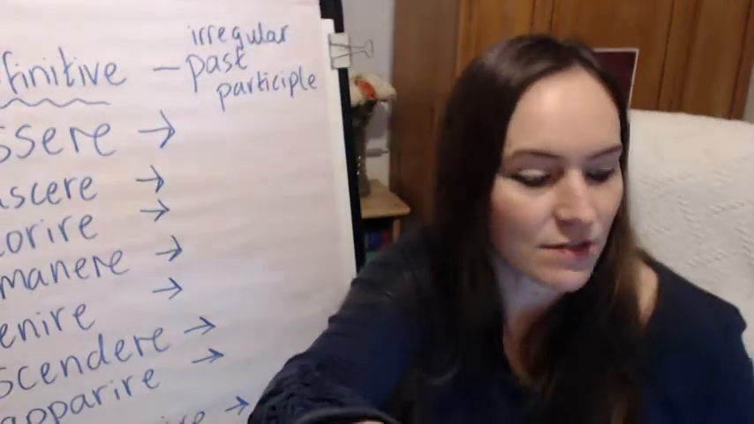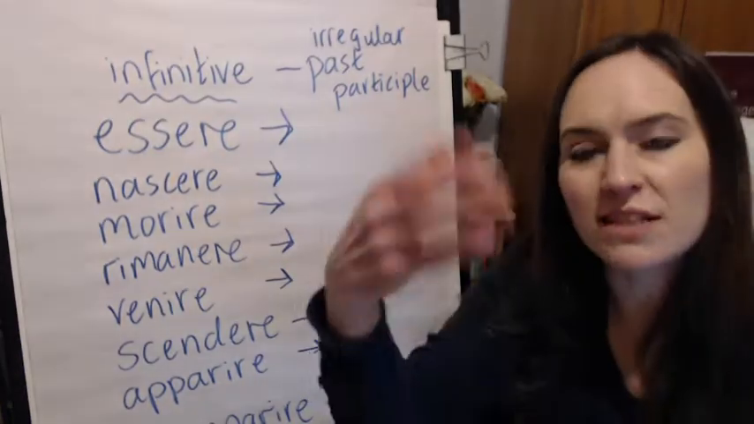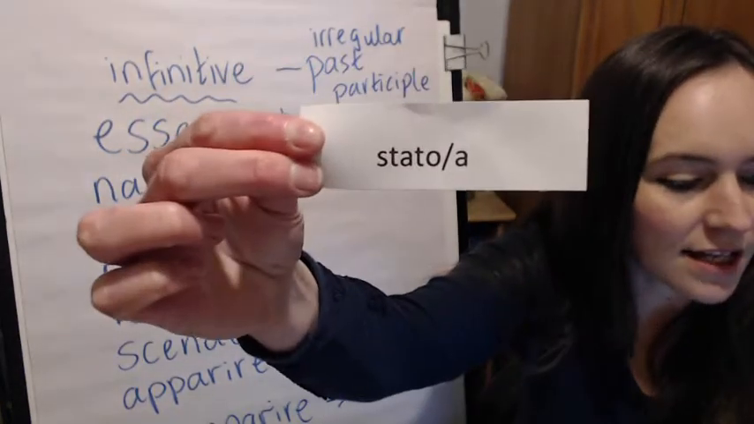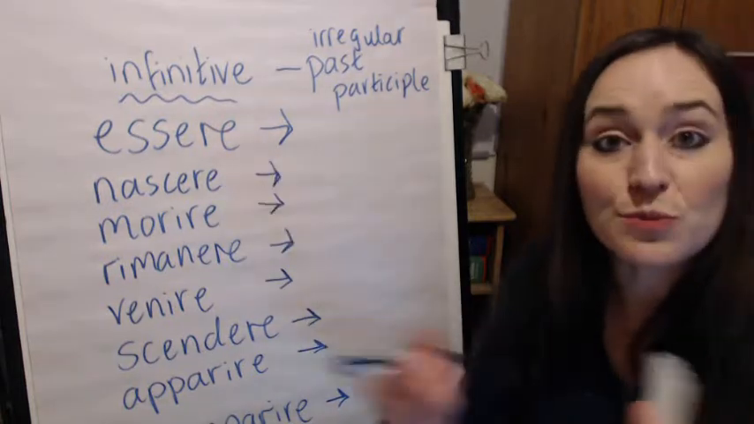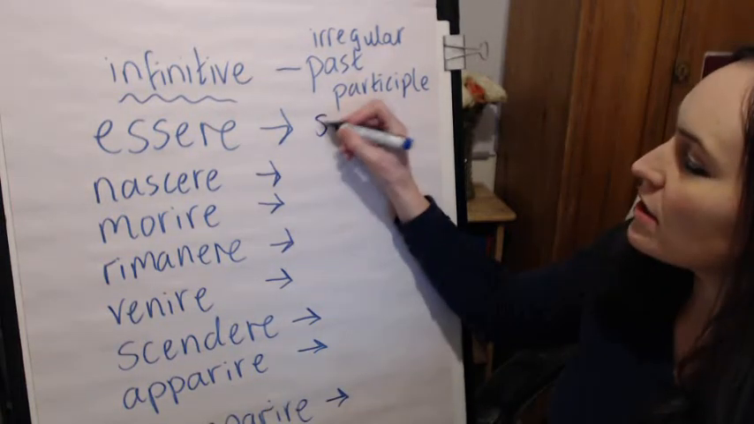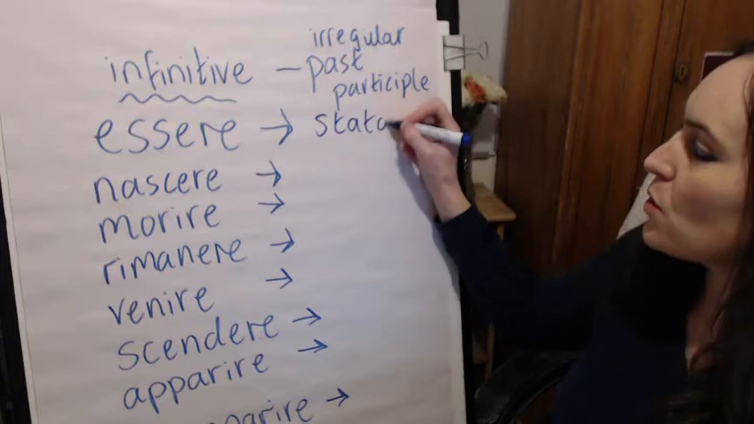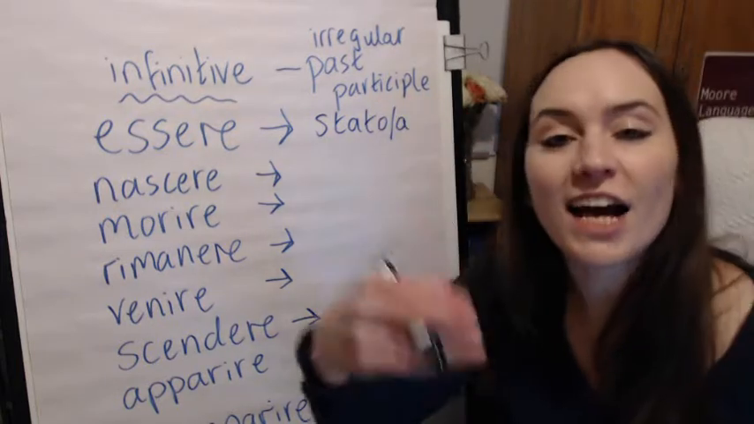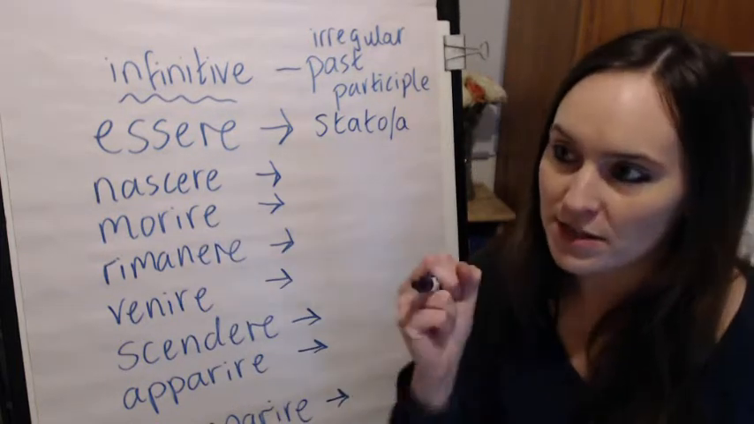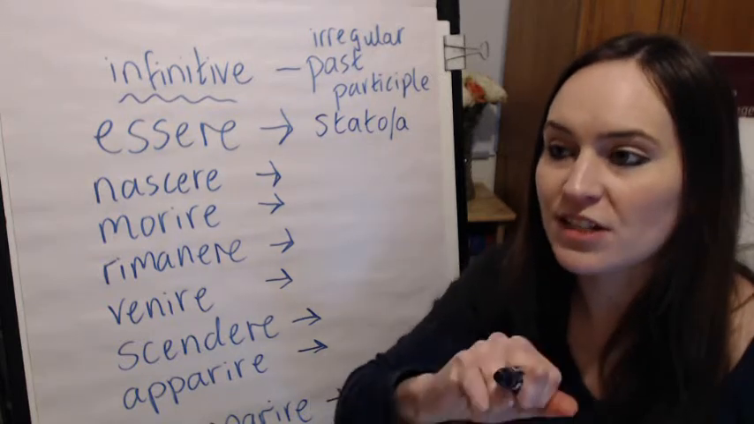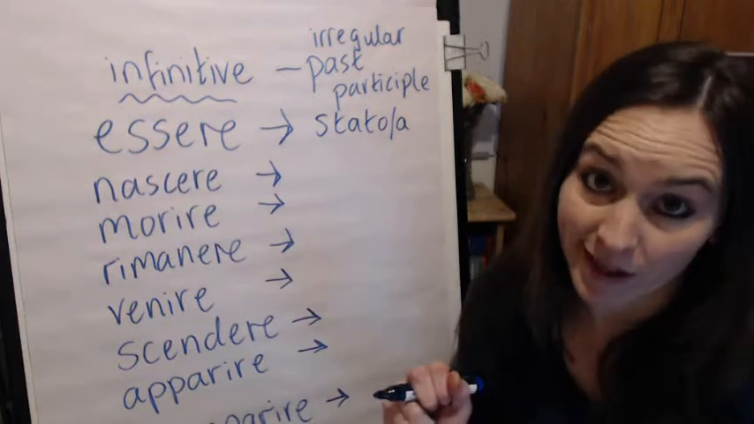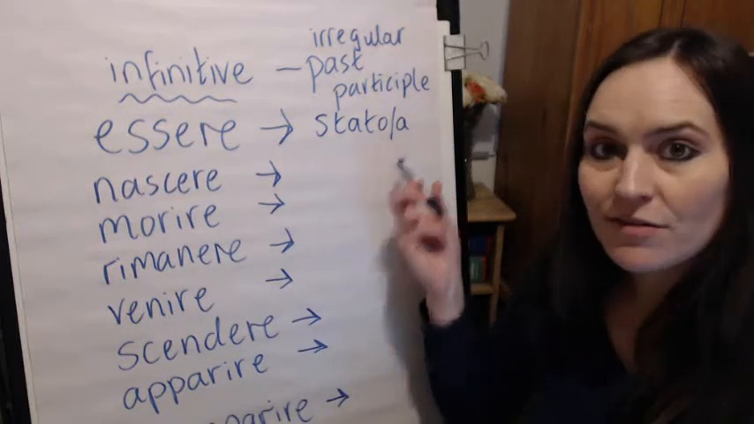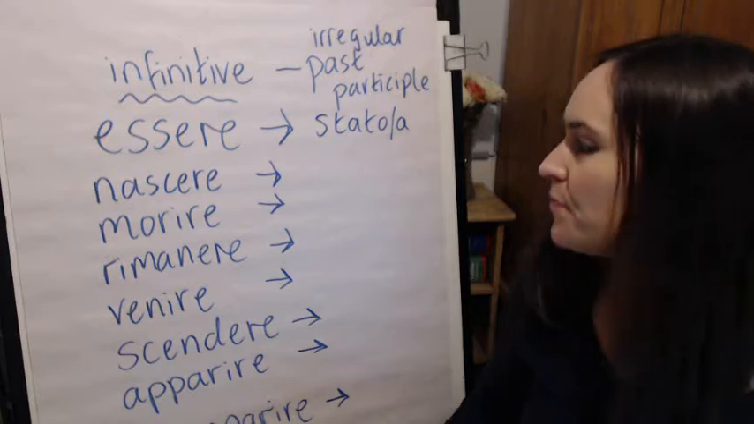What I've done is I've written out the infinitives. It'll save a bit of time. Sono stata comes from the verb essere, to be. Okay, so stato or stata. I have been. Per esempio, io sono stata in Francia tante volte. I have been to. Okay, sono stata from the verb essere, to be.